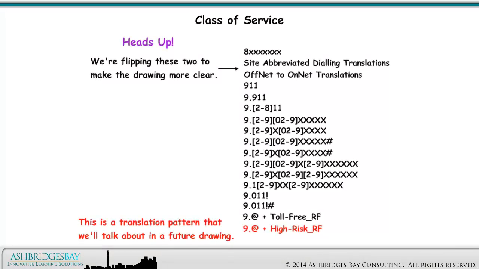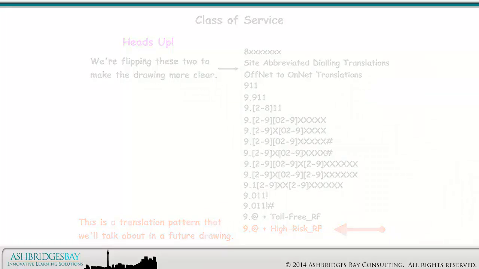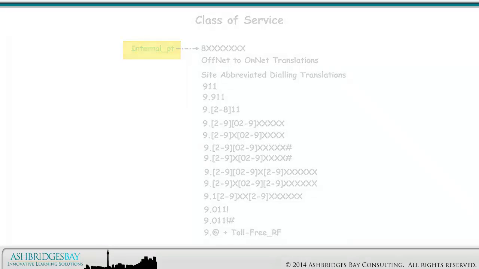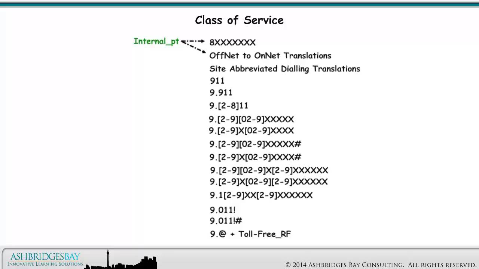Heads up! We're flipping these two to make the drawing more clear. This is a translation pattern that we'll talk about in a future drawing. The internal patterns will all be in the internal partition, as discussed in the Site Codes and Patterns drawing. The off-net to on-net translation patterns will also be in the internal partition.